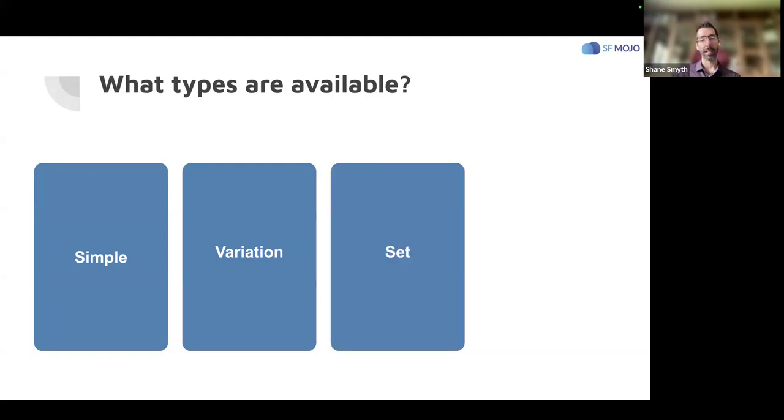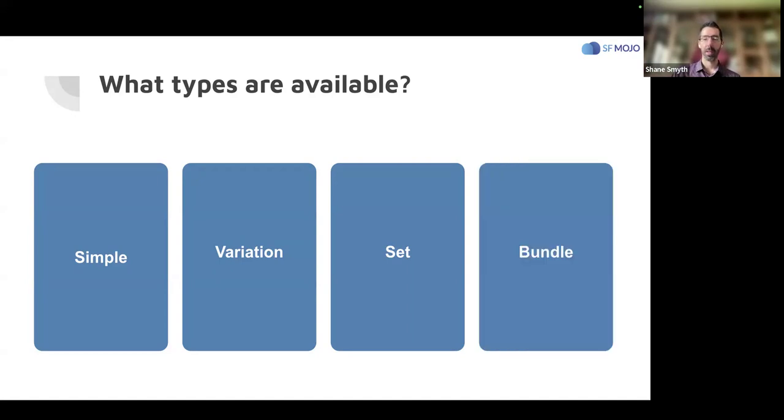Then we've got a set, and a set is a loose grouping of products. So you might have a hat and a water bottle and a shirt that people typically like to purchase together, but they're not required to. And so there's a set that you can say, here's a set, and you can add it all to the cart at once, but then the user still has the ability to remove one of those items from their cart. They don't have to purchase all of them together.